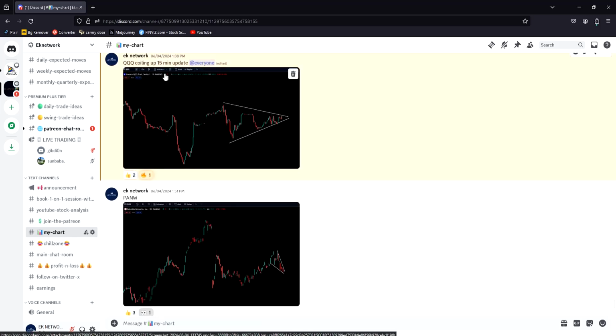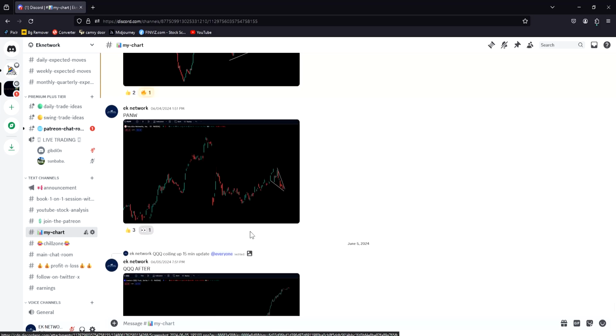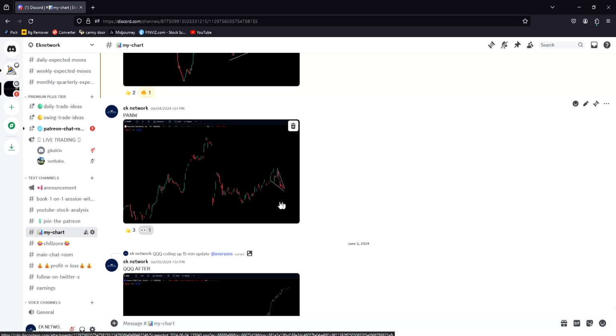What happened right here? Triple key coiling up, 15-minute update. And look at this explosion that I called out right after that. This thing exploded, right? And still going. This was on June 4th, right here. PANW, bullish falling wedge. And now if you look at it right now, we got a massive breakout to the upside. So, you got to take advantage when things are there.